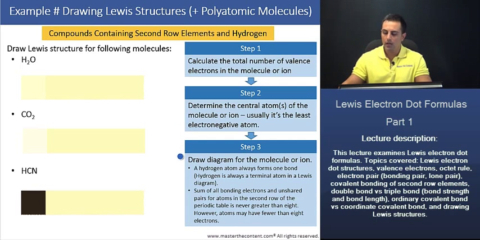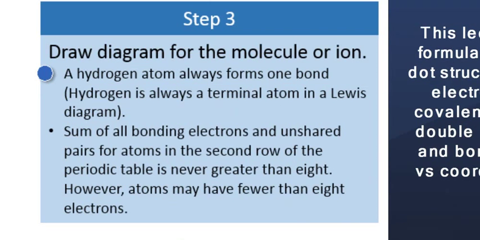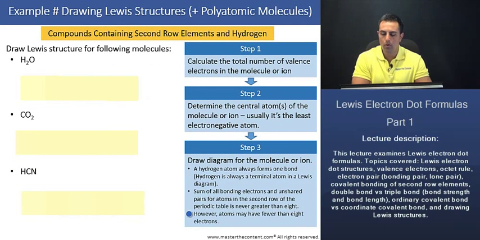Now, in step 3, we're going to draw the diagram for the molecule or ion. There are a few points that we should take note of. Firstly, a hydrogen atom always forms one bond, and hydrogen is always a terminal atom in a Lewis diagram. Secondly, the sum of all bonding electrons and unshared pairs for atoms in the second row of the periodic table is never greater than 8. However, atoms may have fewer than 8 electrons, as we had seen with boron.